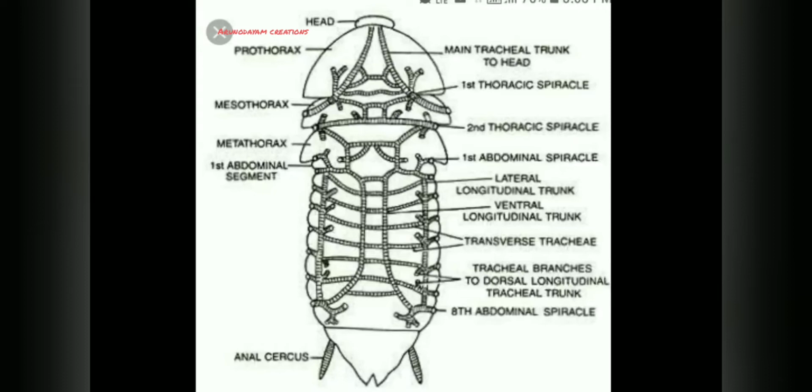Oxygen which is present outside the body enters the spiracles, and from the spiracles oxygen enters the trachea, from there to the tracheoles, and from there to the cells. The cells use this oxygen for respiration, and the carbon dioxide produced in the cells takes the route back. Carbon dioxide moves from cells to tracheoles, tracheoles to trachea, and trachea to outside through spiracles. This is how respiration takes place in cockroaches. Respiration here is taking place through trachea, no? That's why it is called tracheal respiration.